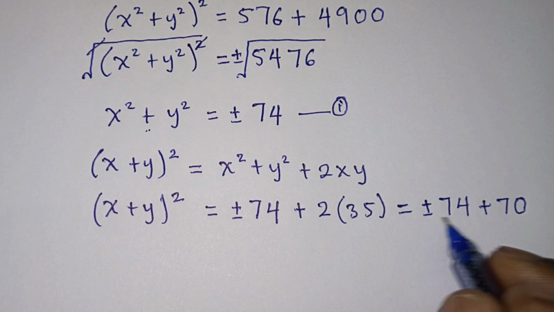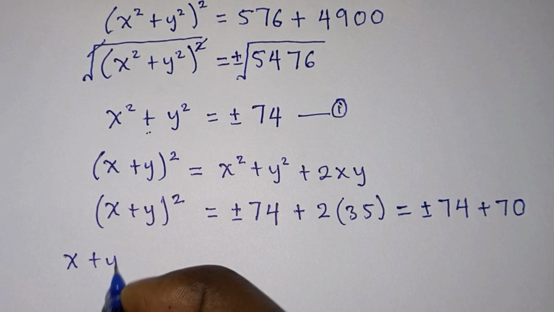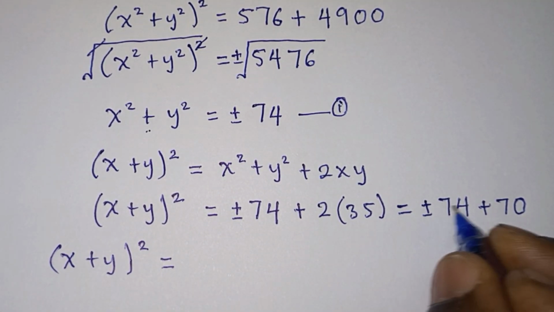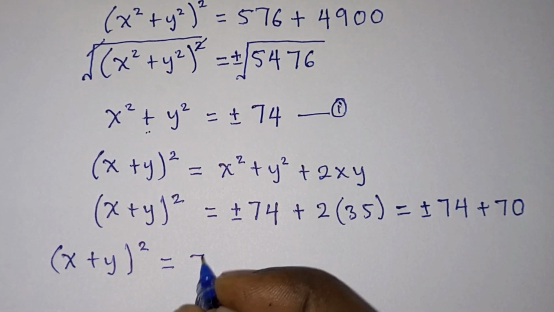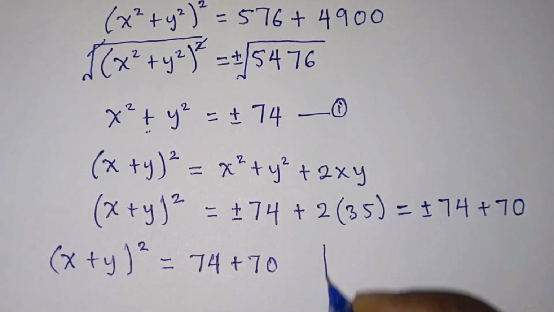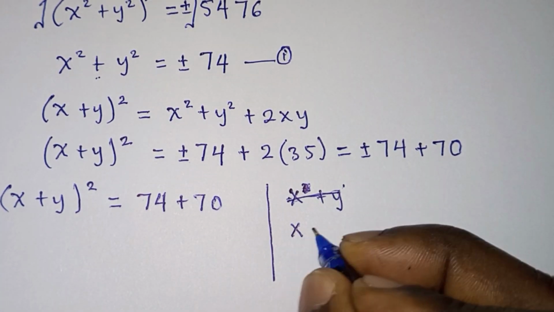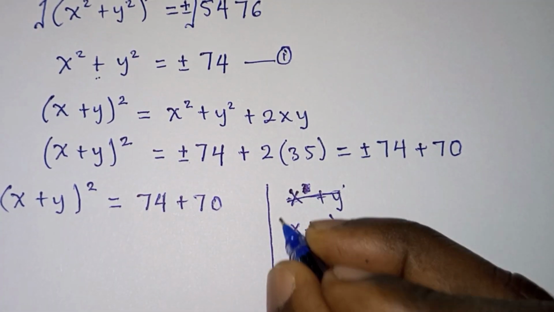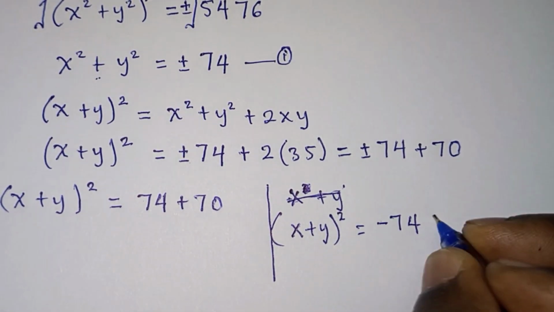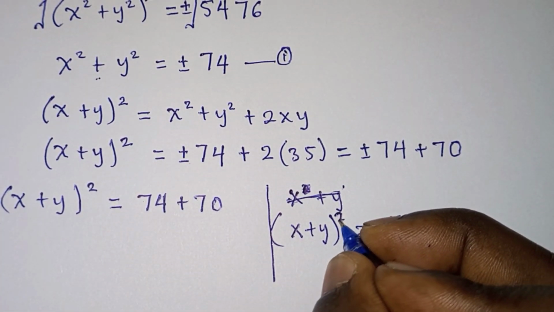And now we're going to be getting two equations. The first equation is going to be x plus y all squared is equal to, we are taking the positive side first, 74 plus 70. Then the second equation will be x plus y all squared is equal to negative 74 plus 70. So basically, these are the two equations that we're going to be getting, right?